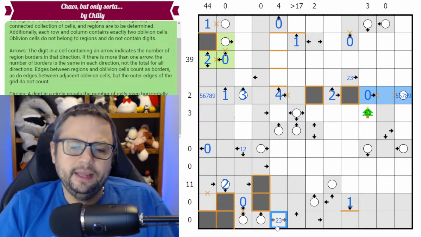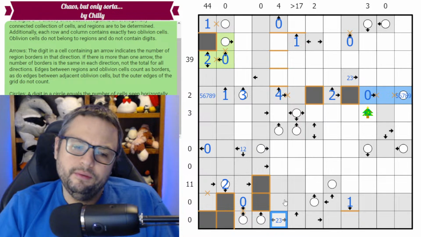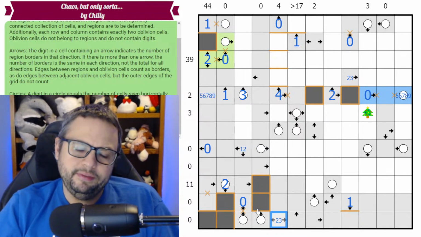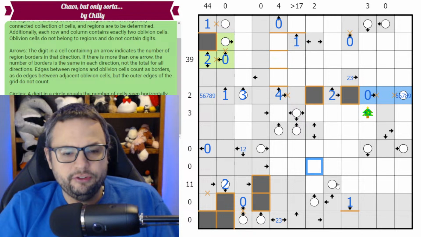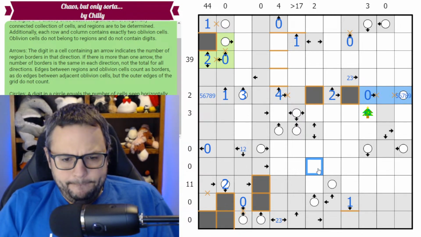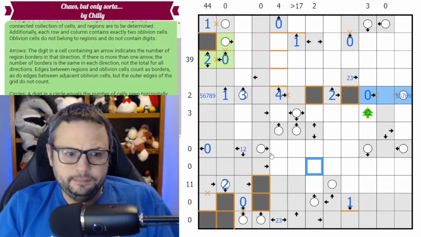Funnily enough, it couldn't be a 4 also topologically, because if this had been a 4 now with where the Oblivions are, it would have created a 1-cell region. Let's see.